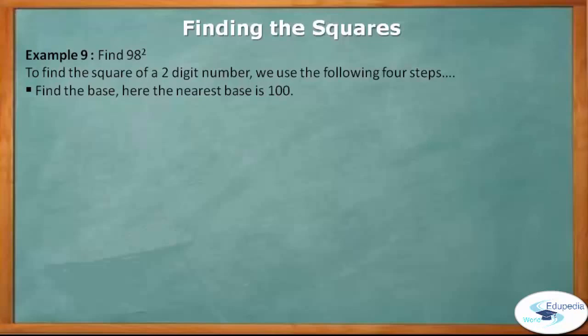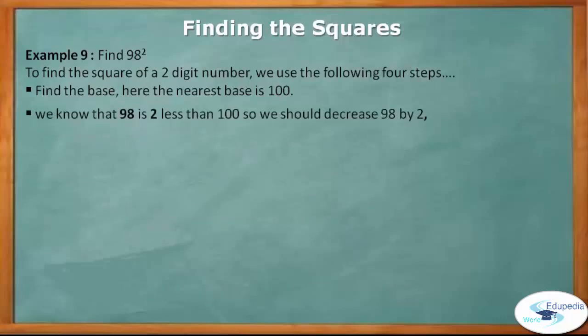And proceeding to step number 2, now what we have to do here is we have to find how much the number 98 is less than the base 100. So here if we observe very closely, the number 98 is 2 less than the base 100. So therefore we have to decrease or subtract the number 2 from the given number 98. So by subtracting 98 minus 2, you will get 96.